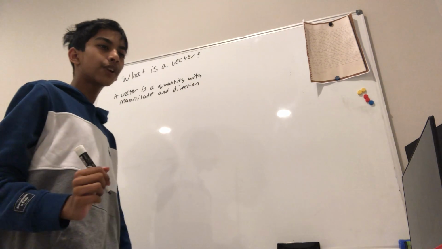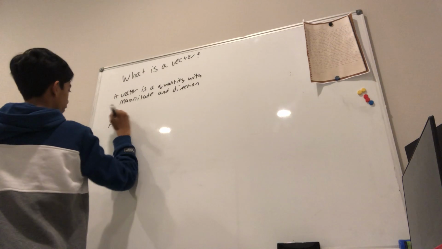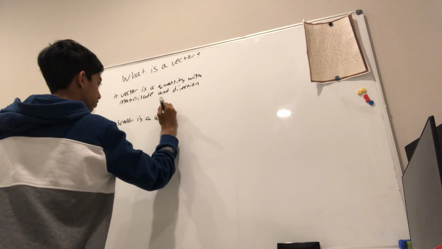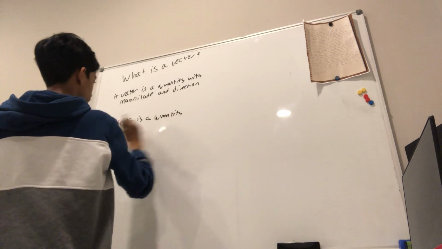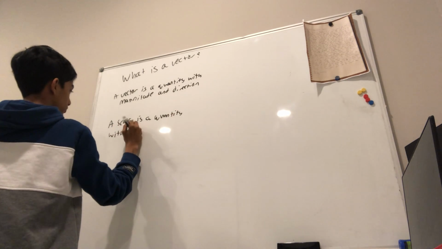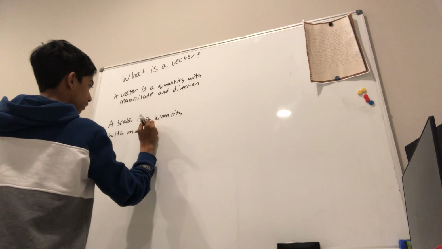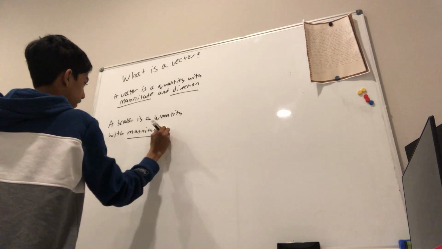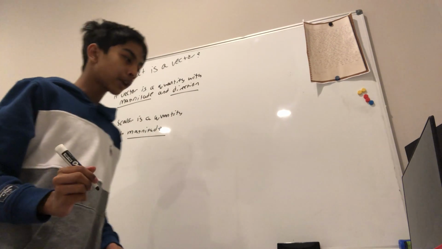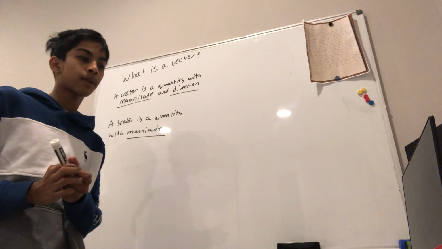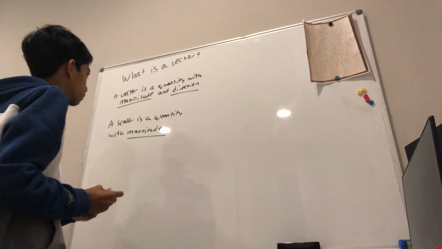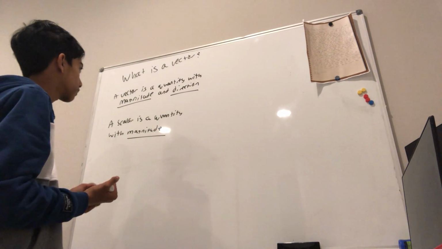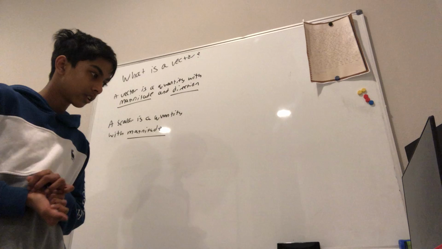We're also going to be defining the scalar. A scalar is a quantity with magnitude. So a vector is magnitude and direction, and a scalar is magnitude. But I should mention that scalars only have magnitude, and vectors aren't scalars in that they don't only have magnitude, rather they have magnitude and direction.